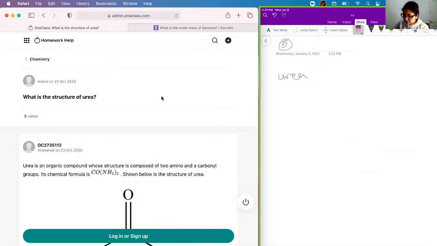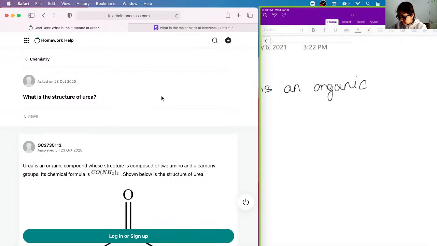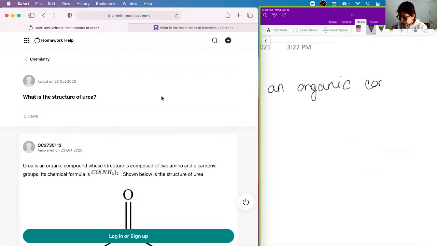So urea. Okay, so you have urea, right? The urea is an organic compound because it's made out of mostly carbons and hydrogens. Organic compound, right? It's part of a carbon molecule, or it's made out of carbons and hydrogens basically.